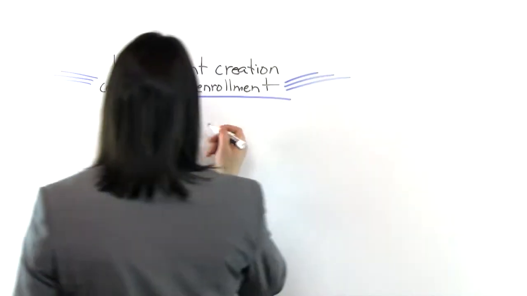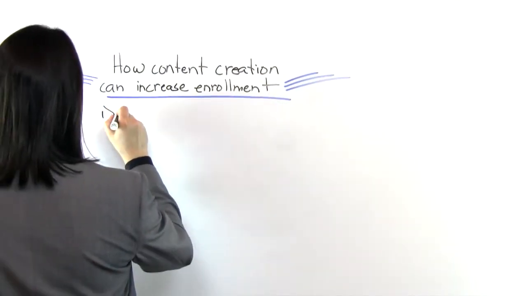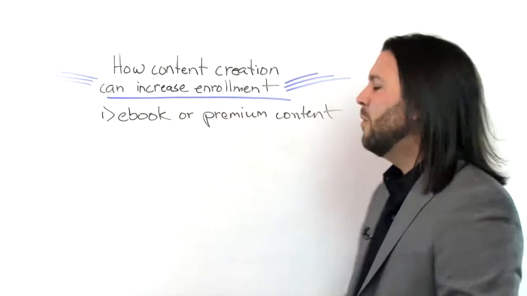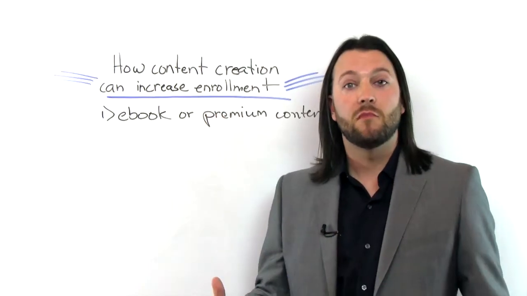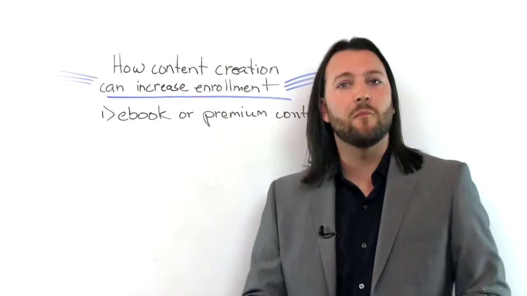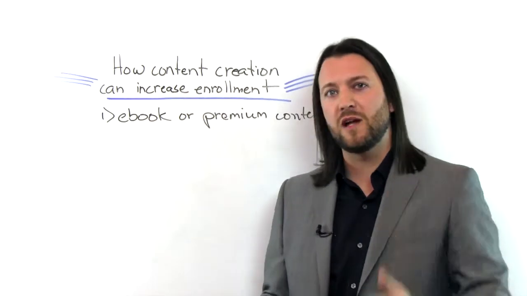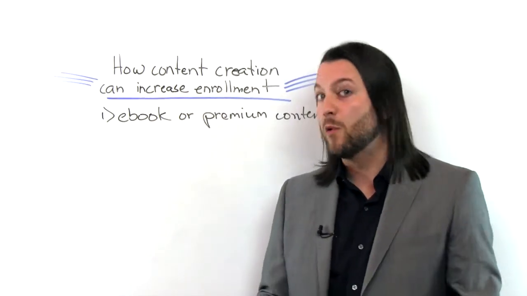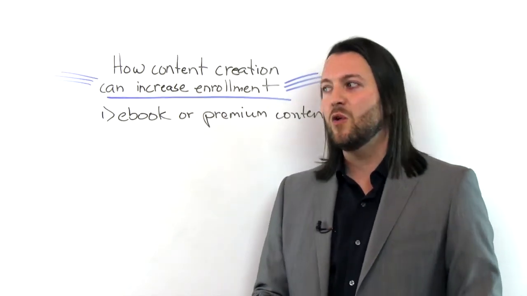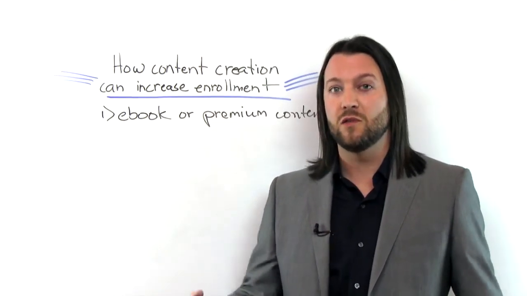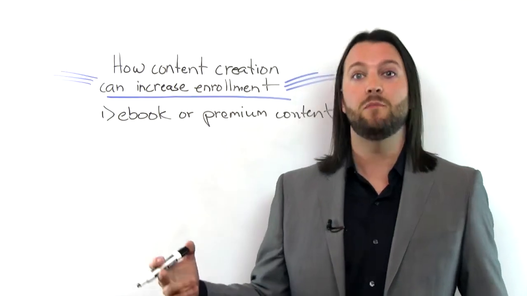Number one, I think, is going to be offering an ebook or premium content. What we know about most higher educational institutions is that the buying cycle is relatively long. You are not going to convince somebody the first time they come to your website that you are the program that they need to be in. So the name of the game then becomes, how do you capture more lead information so that you can continue to follow up with those people over time?